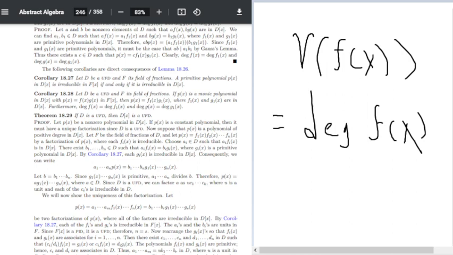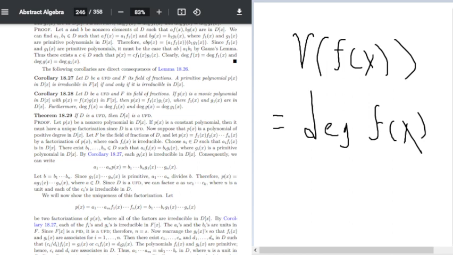Now, Theorem 18.29. If D is a UFD, then D[x] is a UFD. Here we go. Proof. Let p(x) be a non-zero polynomial in D[x]. If p(x) is a constant polynomial, then it must have a unique factorization since D is a UFD. Now, suppose that p(x) is a polynomial of positive degree in D[x]. Let F be the field of fractions of D, and let p(x) equal f1(x) f2(x) all the way to fn(x) be a factorization of p(x), where each fi is irreducible.